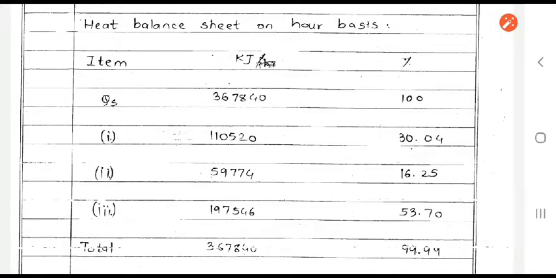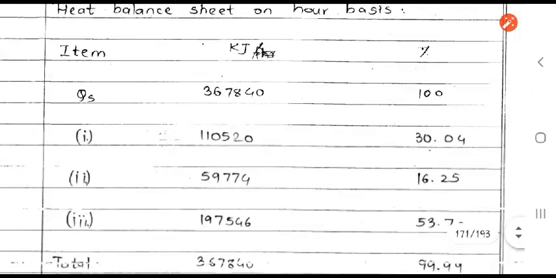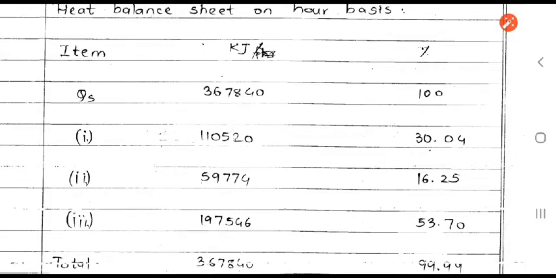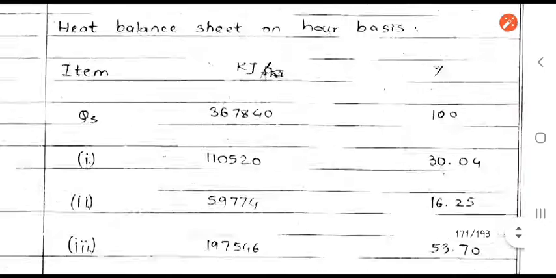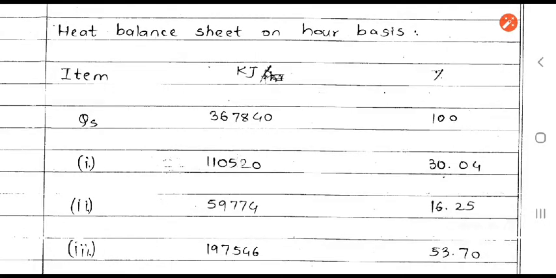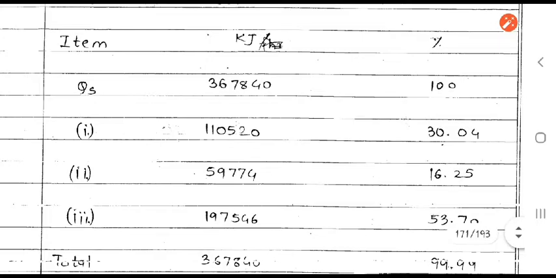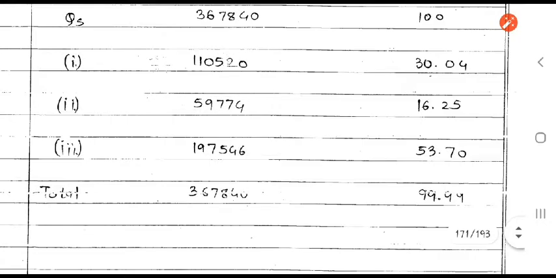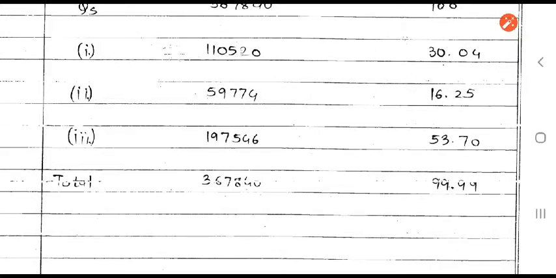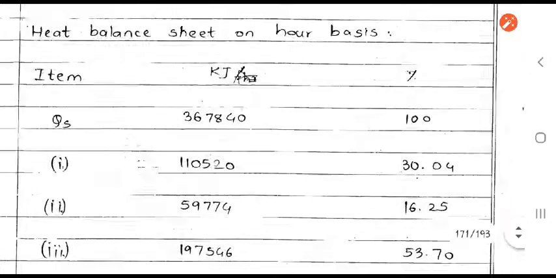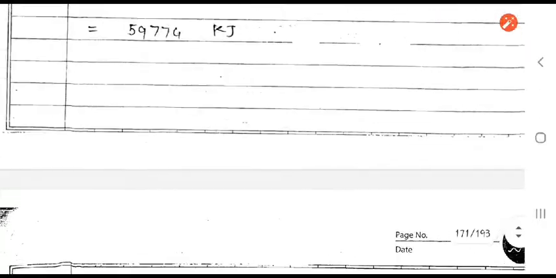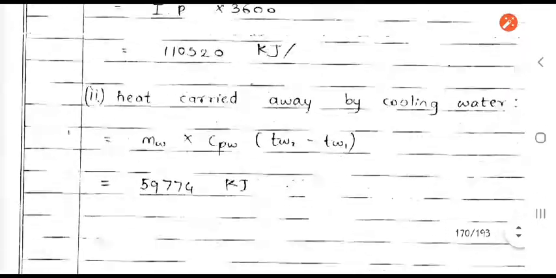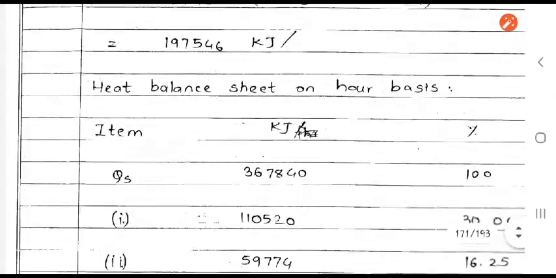So put all these values in the heat balance sheet table on an hour basis. The first column indicates the item values, the second column indicates the kilojoule values, and the third column indicates the percentage values. The heat supplied we have calculated is 367840 kilojoule per hour. This is the total heat supplied, and let us consider this as 100%. The first value which we have calculated is 110520, the second value is 59774, the third is 197546. We just put in the values which we have just calculated, that is heat absorbed in indicated power, heat carried away by cooling water, and heat unaccounted.